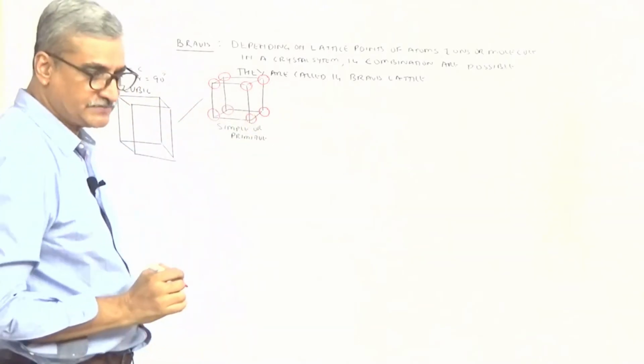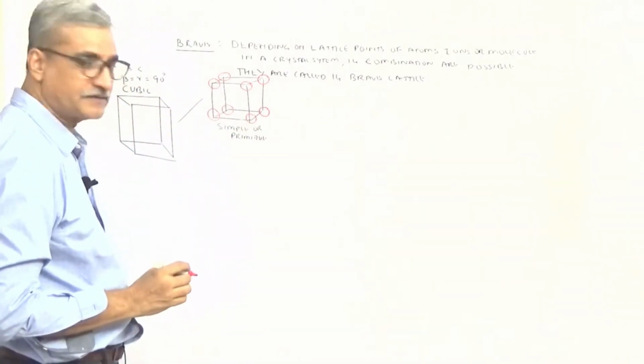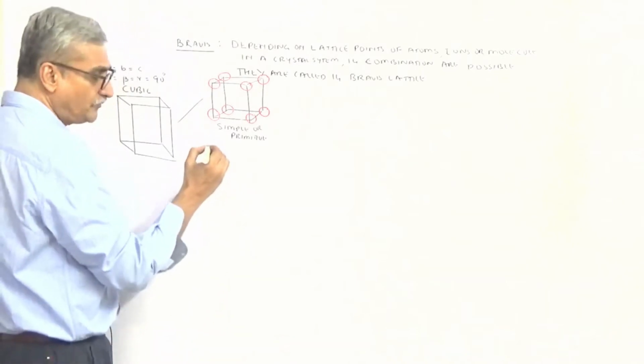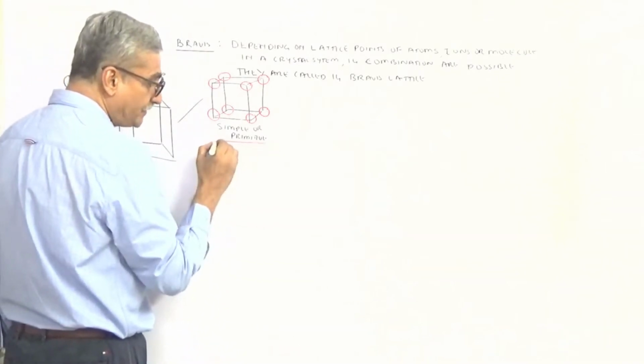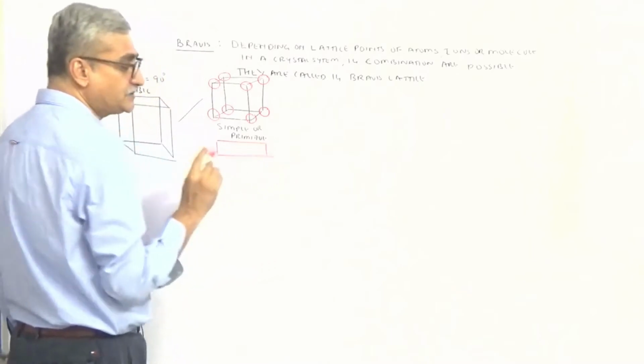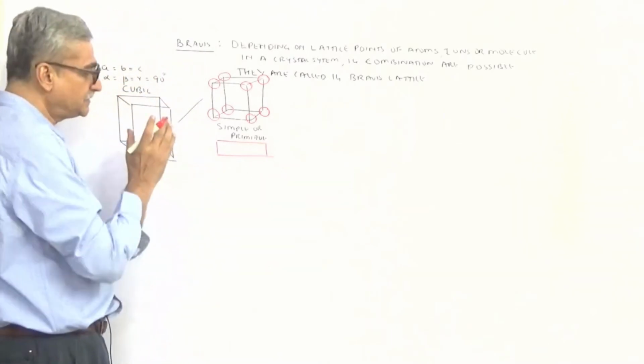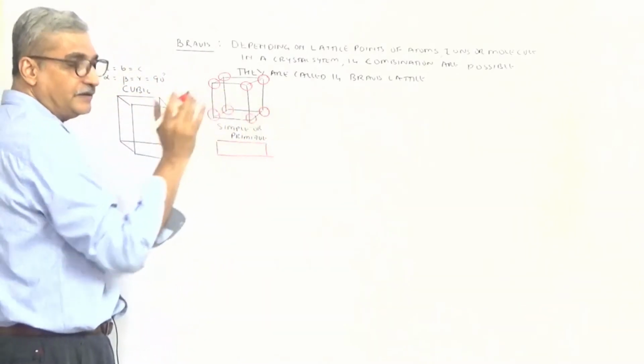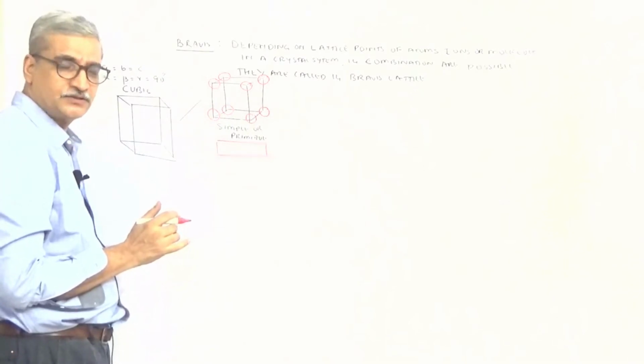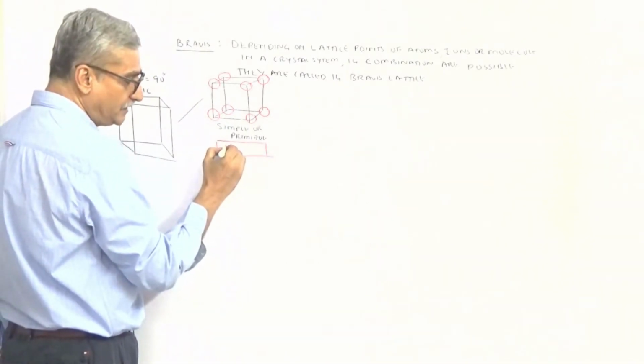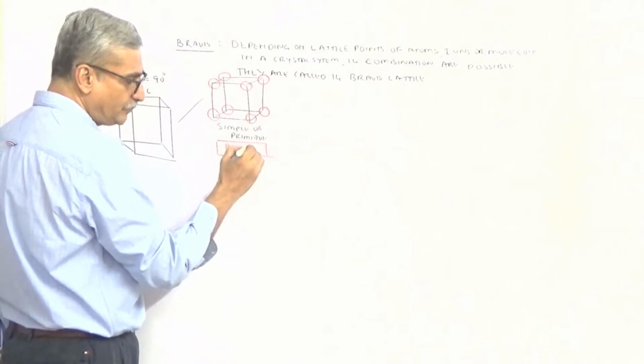So what is the lattice point? Atoms are present only in the corner. So what are you supposed to know from this? An example. Very important, because what kind of question they can ask? Which is an example of simple cubic structure or primitive? Example is polonium.